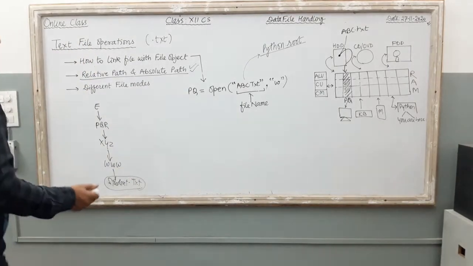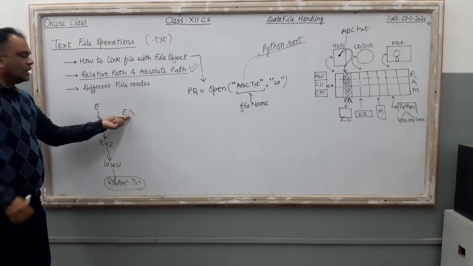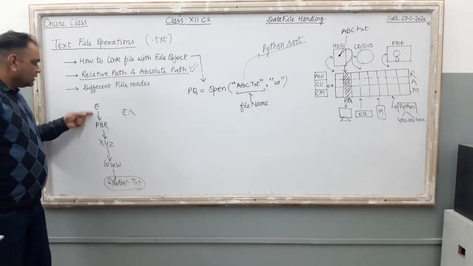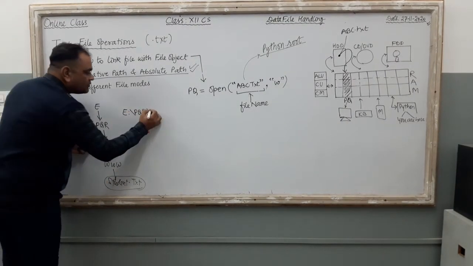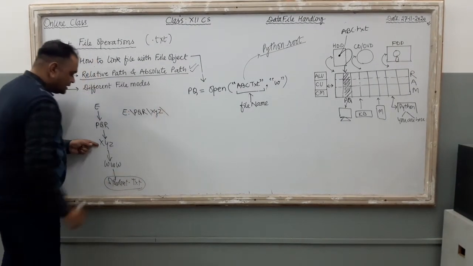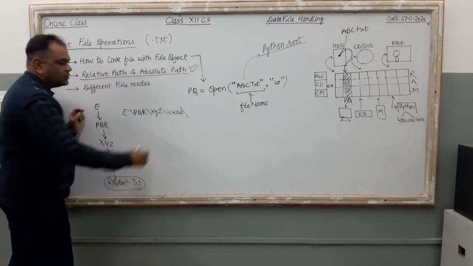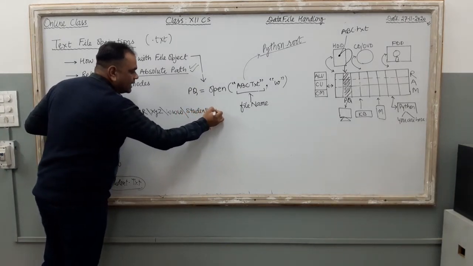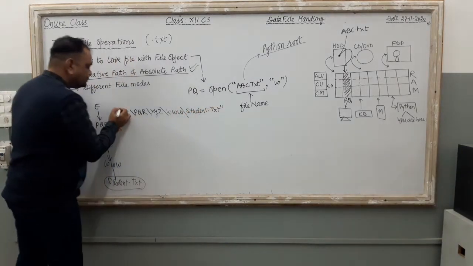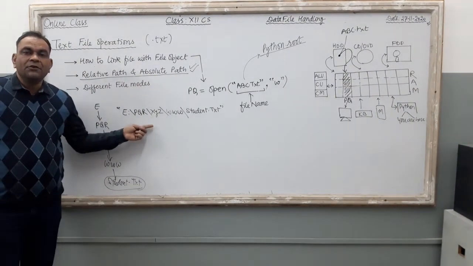So here, what is the exact file location? File location is E:/, it is for E drive, then the folder is PQR, here it is PQR, then slash XYZ, then slash www, then slash, here it is your file, the file name is student.txt. It is the absolute path of your file.